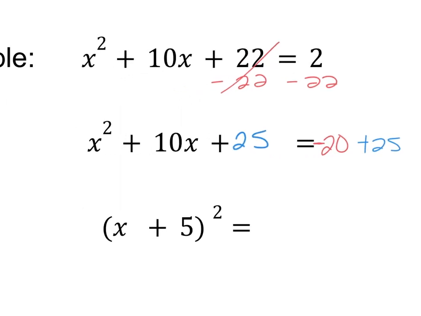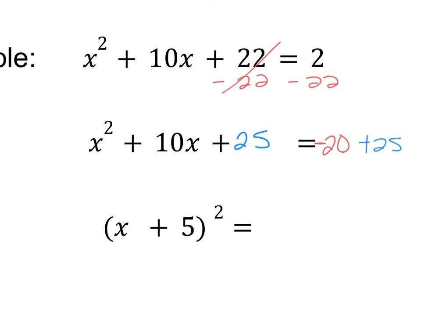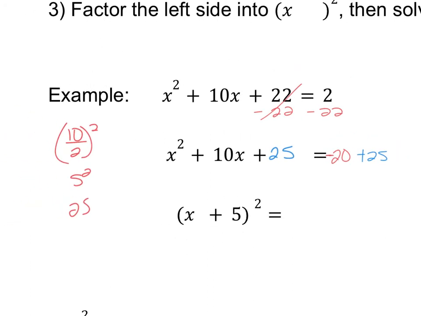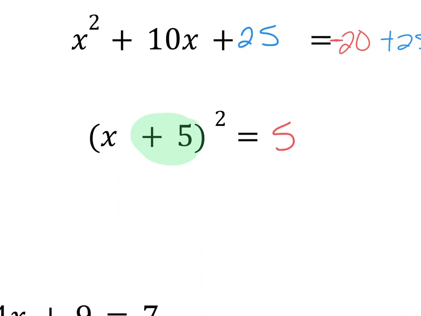Okay, so then I'm going to factor the binomial. So I'm going to take half of that b, or this number right here, and put it right there because it's positive, right? So it's x plus 5 squared. And then on the other side, negative 20 plus 25 would be 5. Okay? Now let's keep going. Now we have to solve.